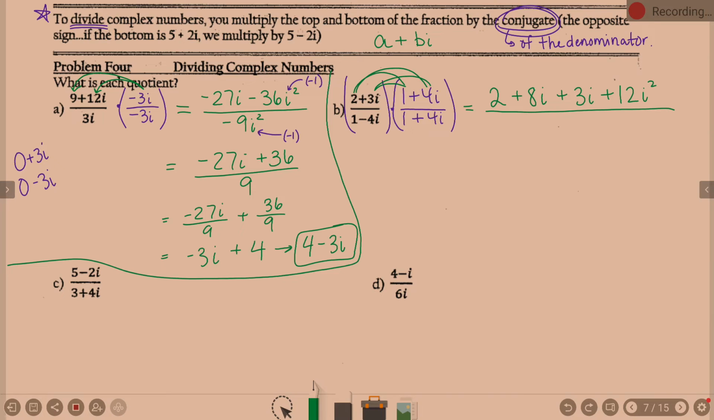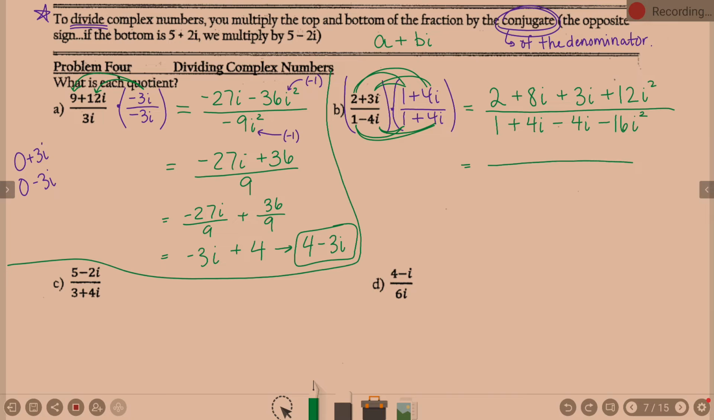Okay, denominator. We're going to FOIL. First, 1 times 1, 1. Outside, 1 times 4i, plus 4i. Insides, minus 4i times 1, minus 4i. And last, minus 4i times positive 4i, minus 16i squared. Notice when you FOIL like this, we have a constant, two i terms, and an i squared term. That's what you would expect.